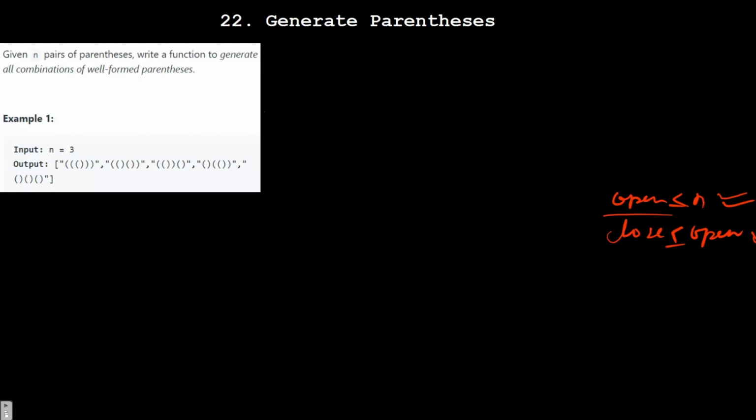How can we do that? If we are using recursion, we must first make the recursion tree, and then we will use recursion for that. So these are the two conditions that we have to write down: open should always be less than or equal to n, and close should always be less than or equal to open. So this is the condition.